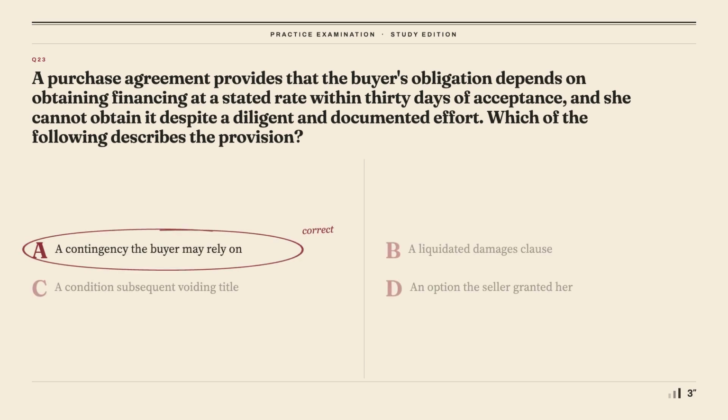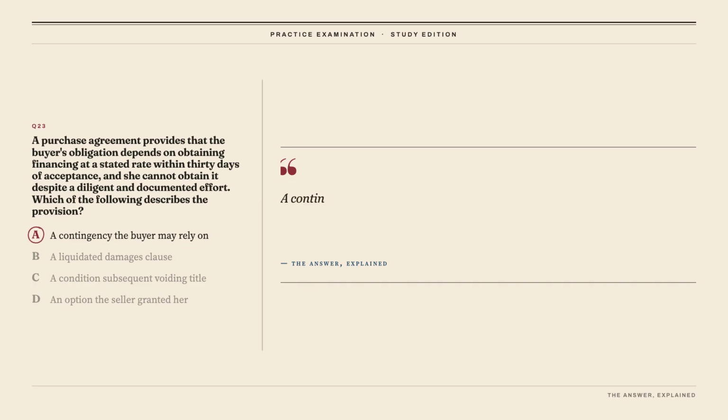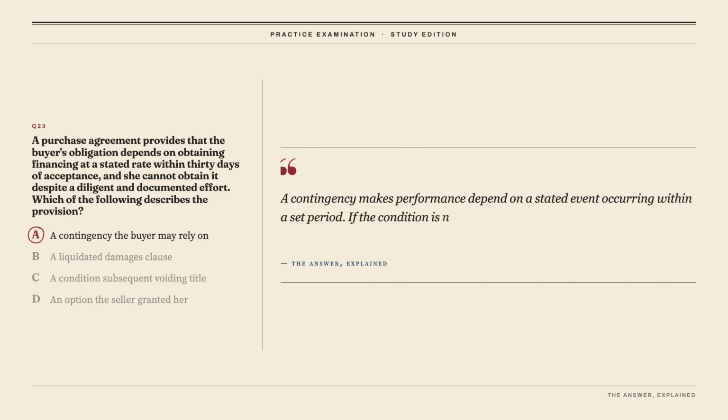The correct answer is A, a contingency the buyer may rely on. A is correct because a contingency makes performance depend on a stated event occurring within a set period. If the condition is not satisfied despite good faith effort, the buyer may withdraw and recover her earnest money.